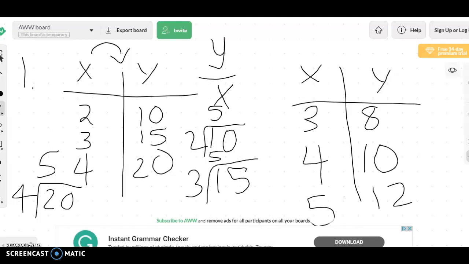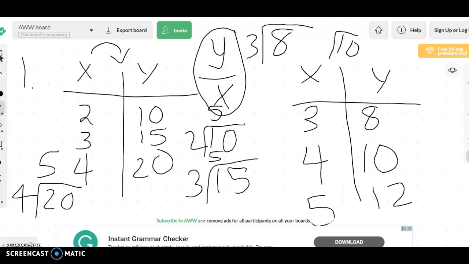All right, now we're going to move over here. I have 3, 4, and 5 for X, and 8, 10, and 12 for Y. In order to figure out if it's a proportional relationship, I'm going to do Y divided by X like I did with the other chart. So 8 divided by 3, 10 divided by 4, and 12 divided by 5.